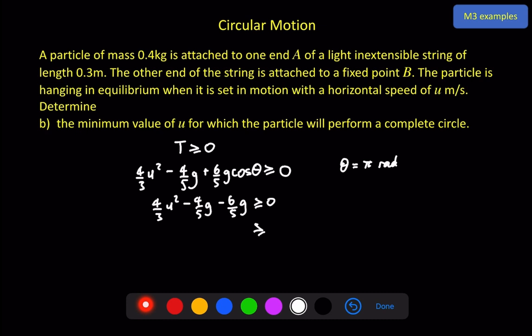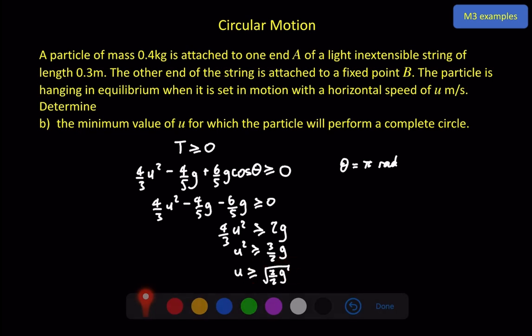Rearranging that gives me 2g on this side, 4 over 3 u squared. So u squared must be greater than or equal to 3 over 2 g, and u greater than or equal to the square root of 3 over 2 g. This then being the minimum value of u for which the particle will perform a complete circle. So those are the 3 examples.